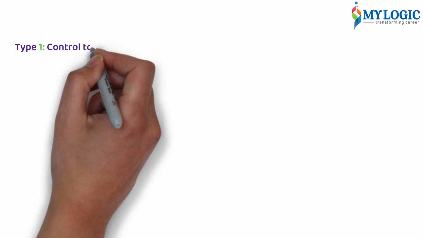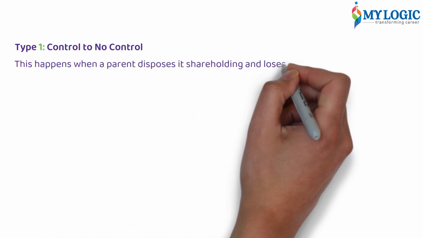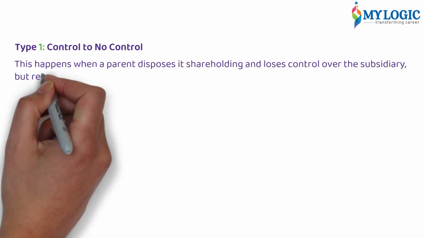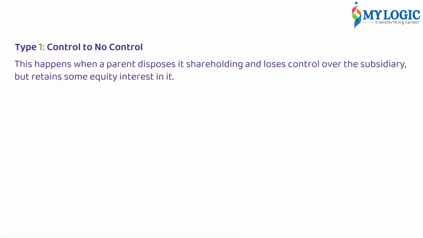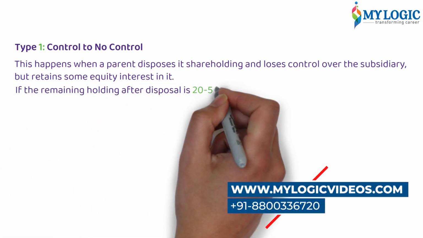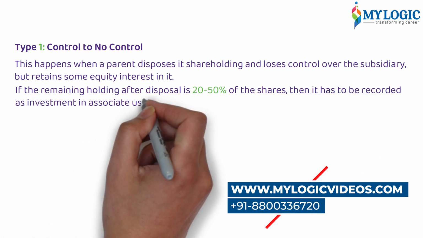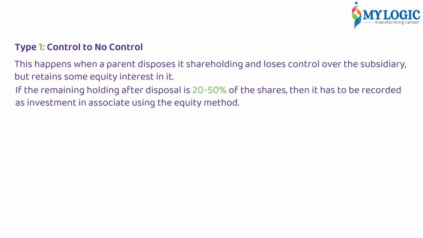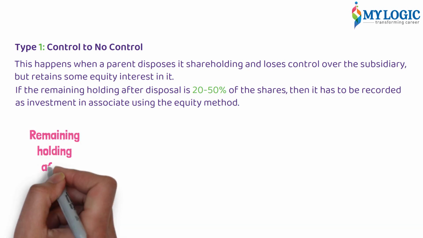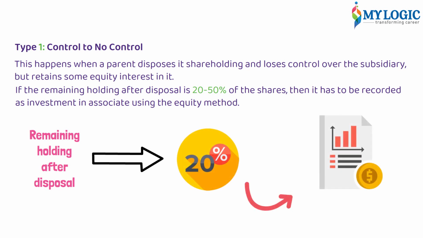Type 1. Control to no control. This happens when a parent disposes its shareholding and loses control over the subsidiary, but retains some equity interest in it. If the remaining holding after disposal is 20 to 50% of the shares, then it has to be recorded as investment in associate using the equity method. If the remaining holding after disposal is less than 20% of the shares, then it has to be accounted for under IFRS 9, Financial Instruments.